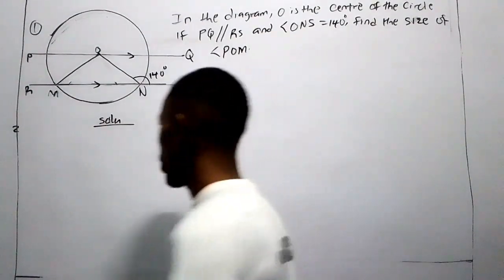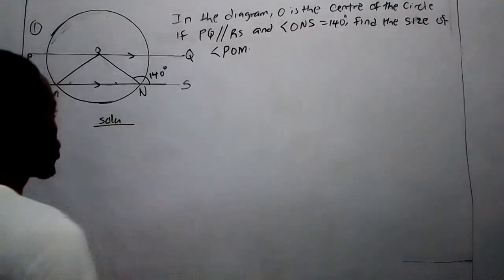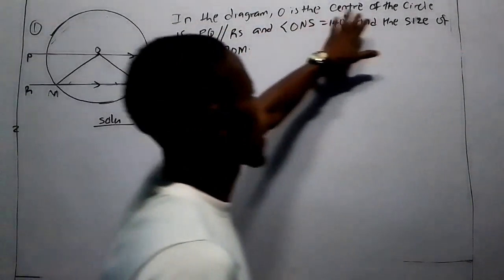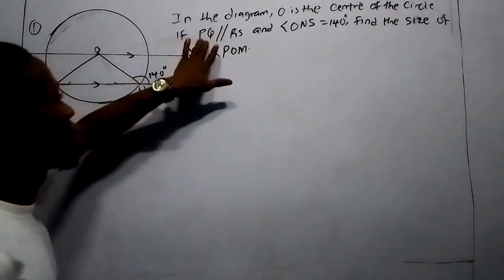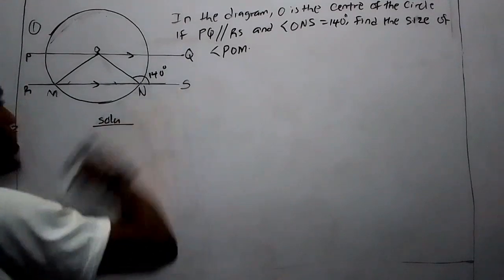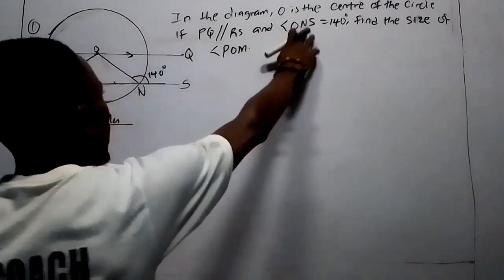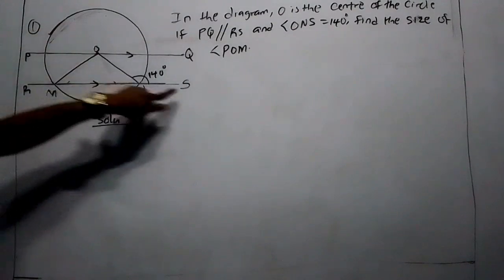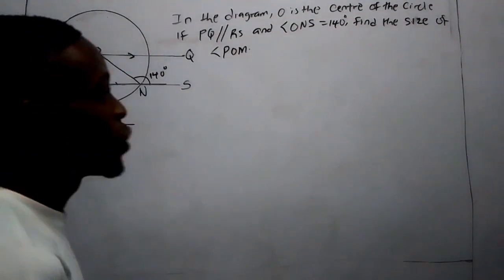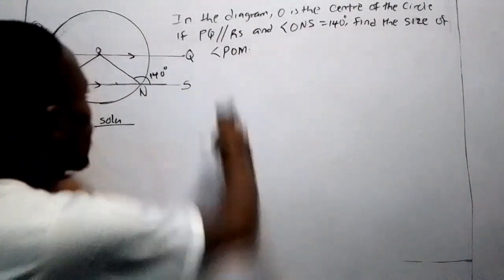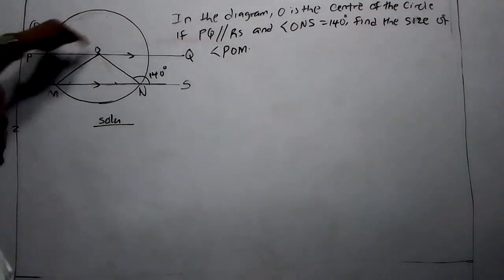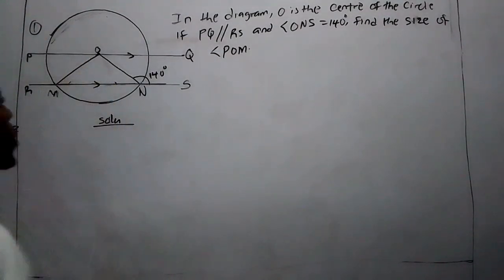So maybe look at this question in circle geometry. How do we solve this? We have the diagram, and in the diagram O is the center of the circle. If PQ is parallel to RS, and angle ONS is equal to 140 degrees, so here we have our 140 degrees. We want to find the size of angle POM. It means that we want to find the angle here.